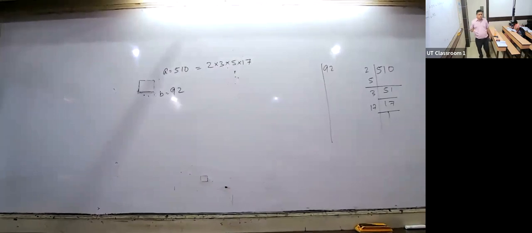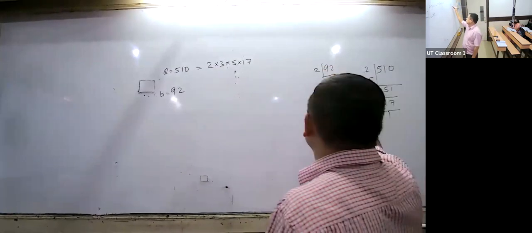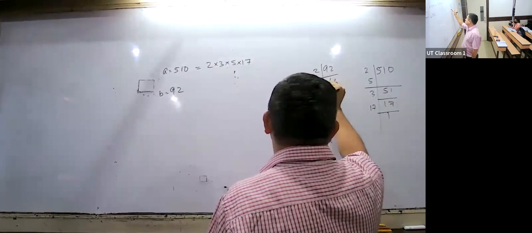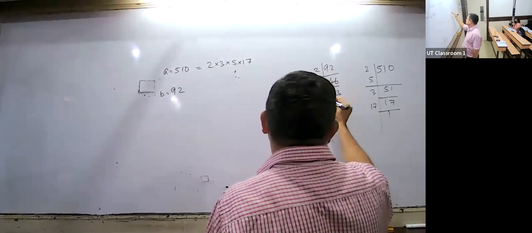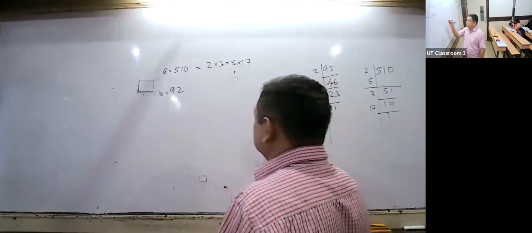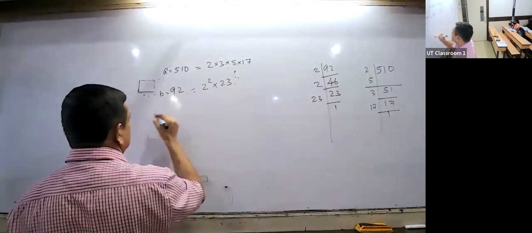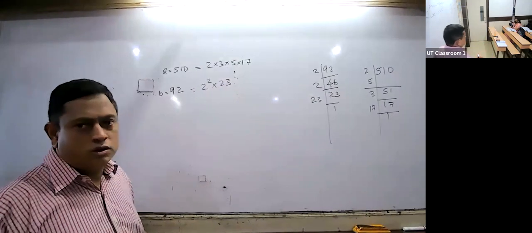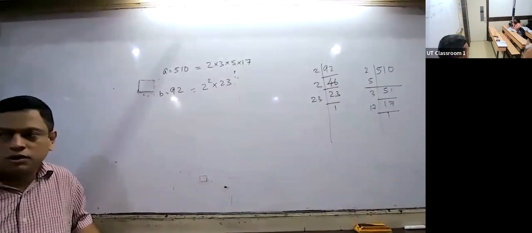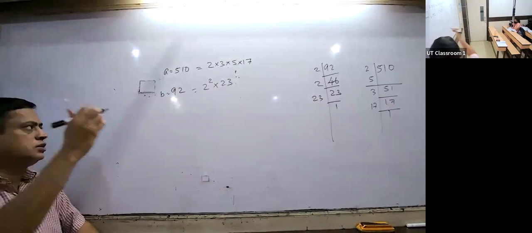Done the factorization. 2s are how much? 46. 2s are 23. Nothing else. So what did you get? 2 square into 23. This much, all of you followed? Okay. Here, this boy, second last. Tell me what is HCF?